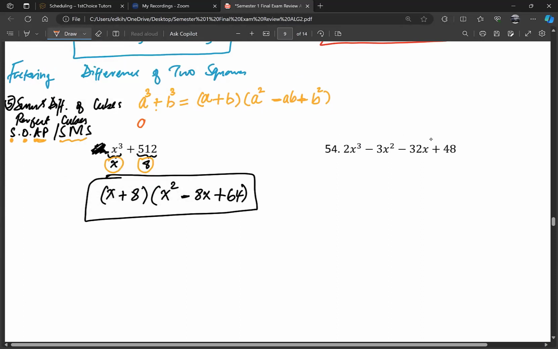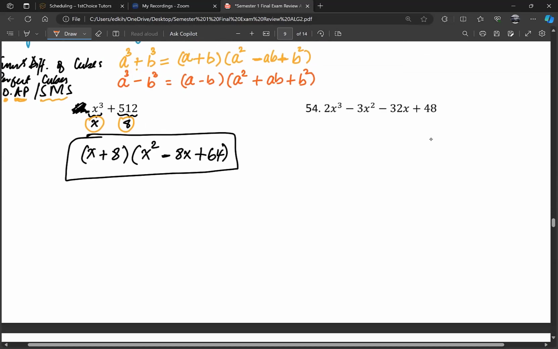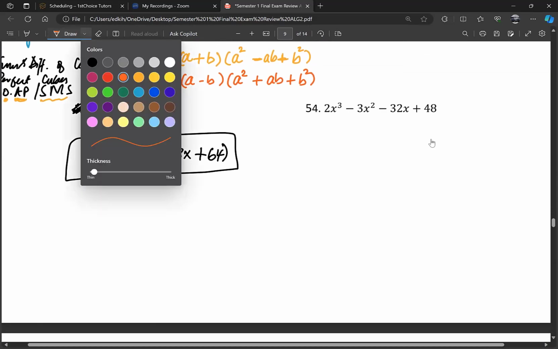That's it. While we're at this, we've talked about the sum of cubes. What about the difference of cubes? A cubed minus b cubed. Again, same rule, a binomial and a trinomial. Same sign, squared, opposite sign, multiplied, always positive. Simple as that, folks.